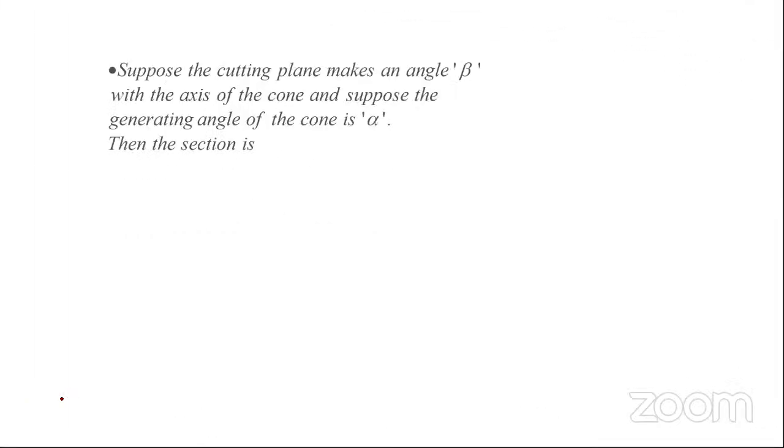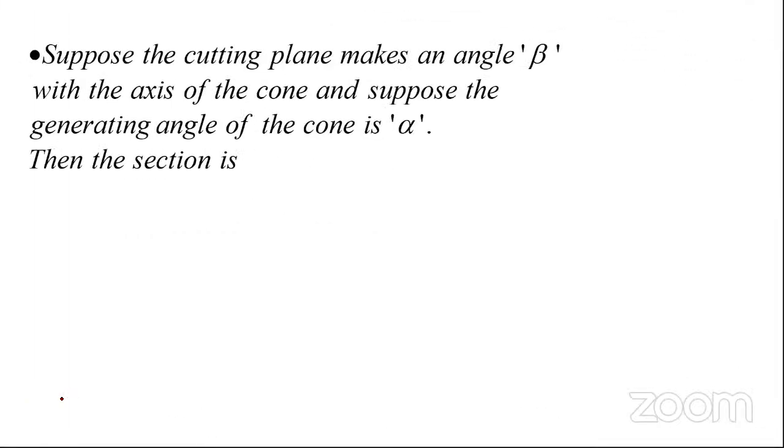Next, suppose the cutting plane makes an angle beta with the axis of the cone, and suppose the generating angle of the cone is alpha. Then the sections are divided. So what are the sections?